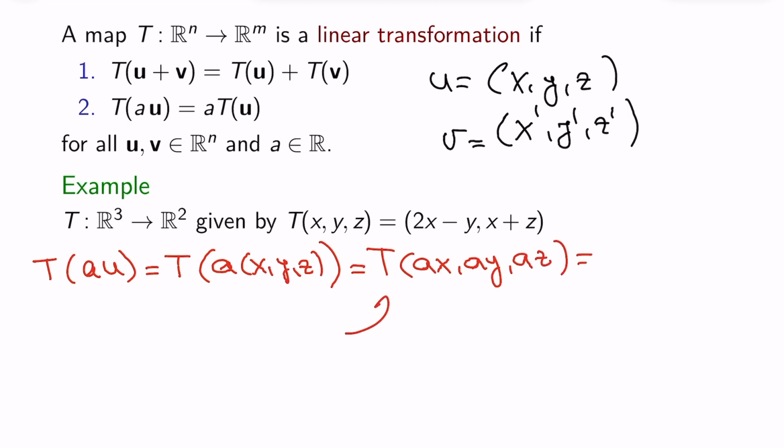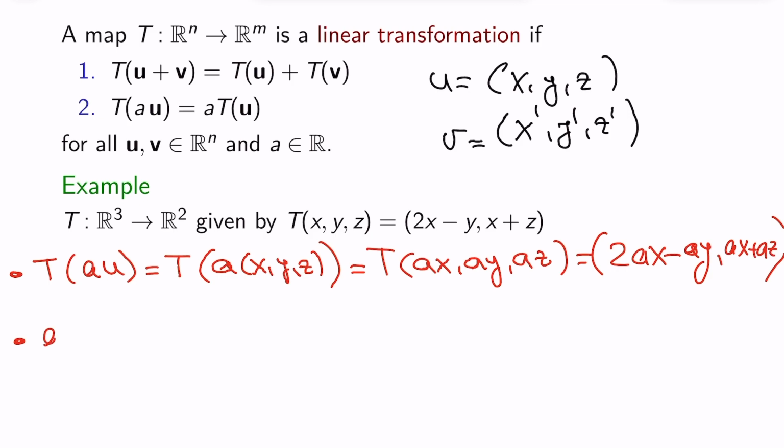And now we need to apply the transformation T to this vector. Let's read again what the transformation does. Is 2 times the x, in this case will be ax, minus y, y is ay, comma, x plus z, so we'll write here then ax plus az. Okay, so we did the transformation in a times u. So now we have to do this other operation and see if they are the same.